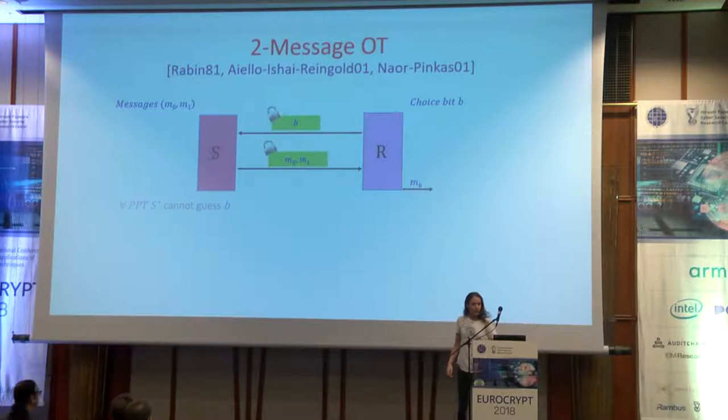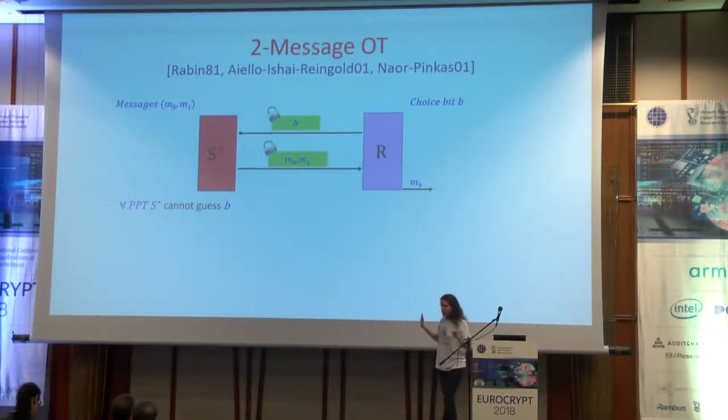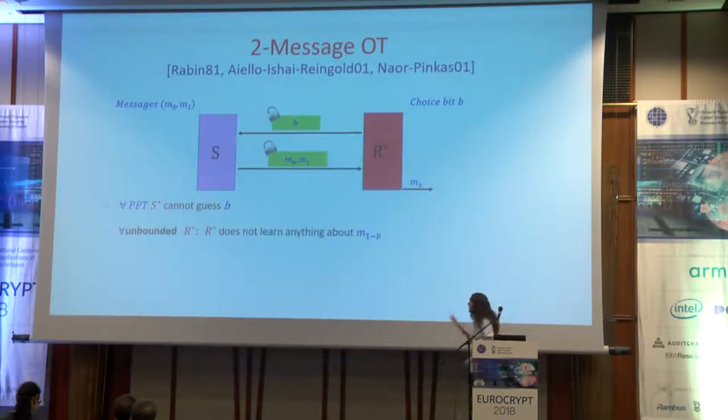That's important. So first, even a cheating, a polynomial time, a PPT cheating sender cannot guess B. Okay, so he cannot guess the bit B. But importantly, even an unbounded receiver does not learn anything about the other message. So we do get statistical guarantee for a malicious receiver. In our setting, the receiver is the verifier. Okay, so that's exactly what we want.